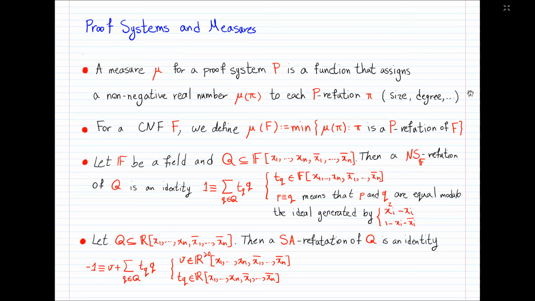Another example of a proof system, which we discuss in the next slide, is Sherali-Adams. Let Q be a set of real polynomials over the variables. Then a Sherali-Adams refutation of Q is an identity which says that -1 is equivalent to V plus, again, the sum of t_q times q. Here t_q, again, is a real polynomial over the variables, and V is a real polynomial over the variables too, but with the condition that its coefficients should be positive.